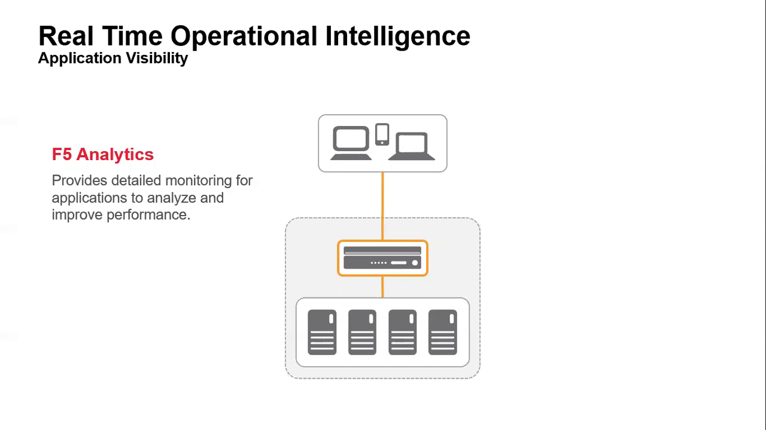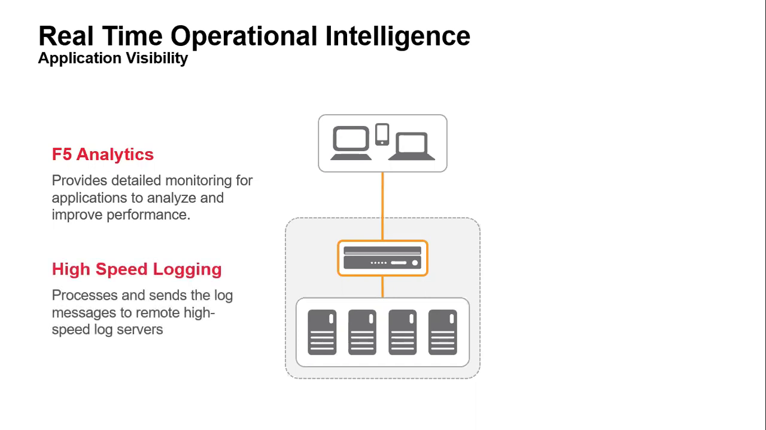So another module or feature that is available on F5 is analytics. Real-time operational intelligence, which ensures application visibility. Any traffic can actually be captured and seen live on F5, and F5 is robust on analytics. So F5 analytics provide detailed monitoring for applications to analyze and improve performance. High-speed logging processes and sends the log messages to remote high-speed log servers.